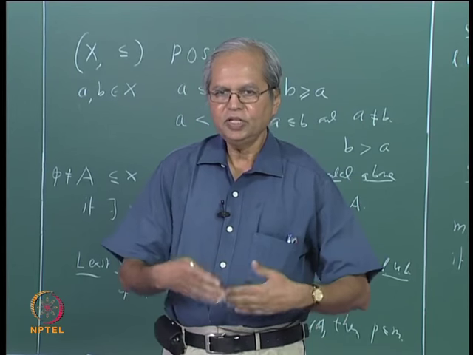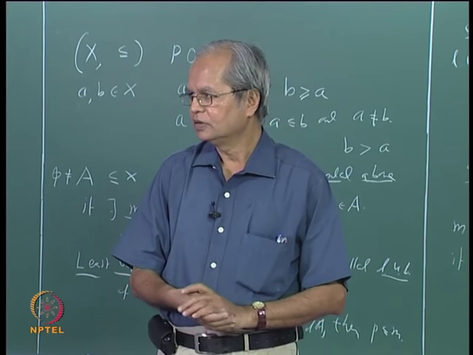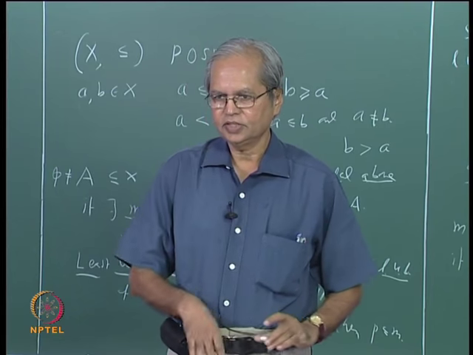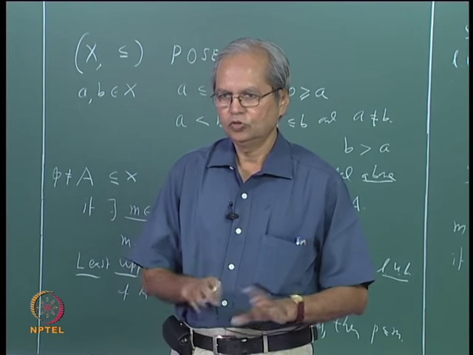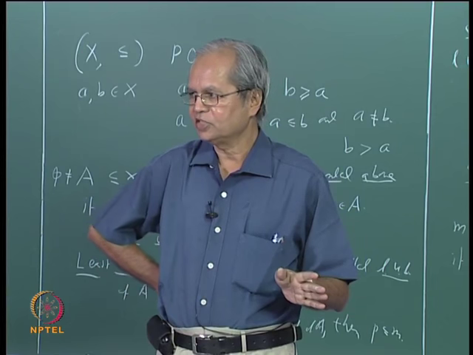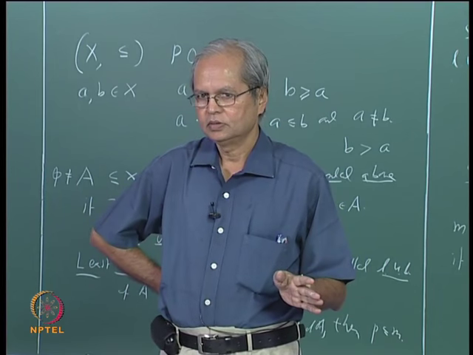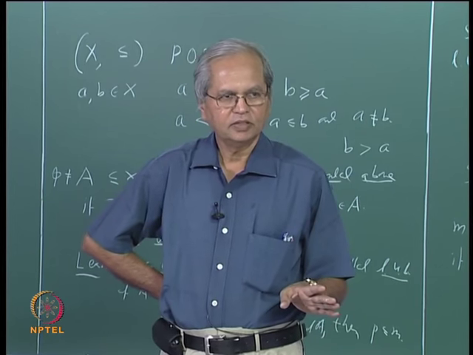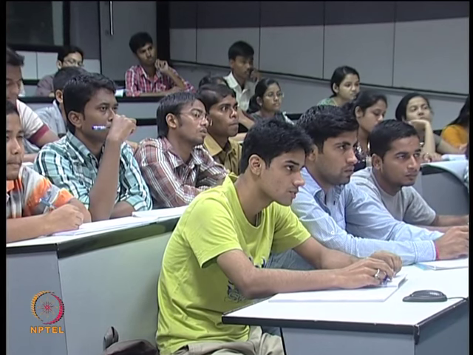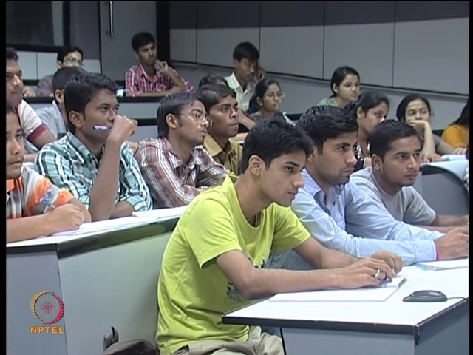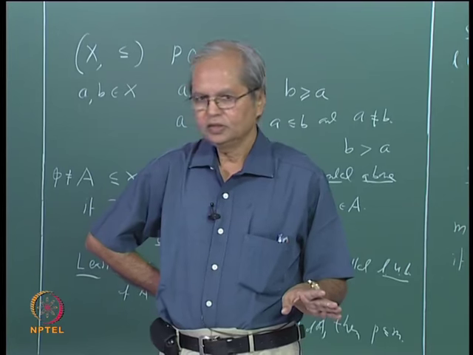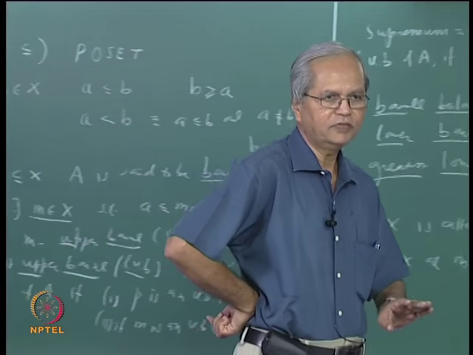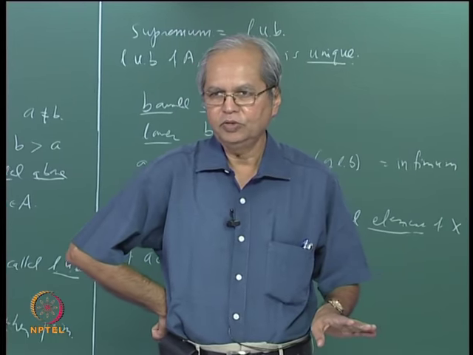So, is there any element which is greater than 9 in this set X? No. So, does that mean that 9 is a maximal element? Yes. 9 is a maximal element. Is that clear? What about 8? It's also a maximal element. Now do you understand the difference between a maximal element and an upper bound?